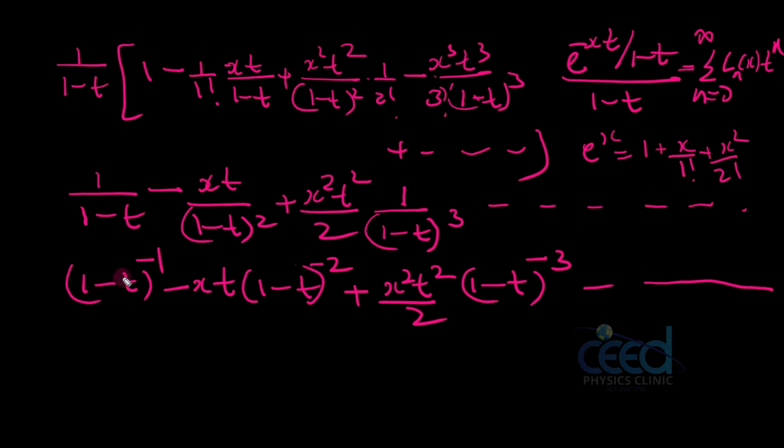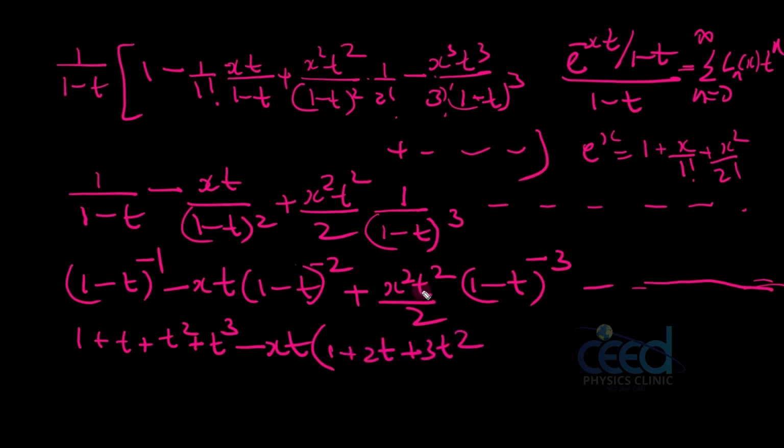So this I can represent using the binomial series expansion. I can write this as 1 plus t plus t square plus t cube, etc. We can finally put etc, because in all terms so many terms are existing, right? Minus xt into 1 minus t all raised to minus 2, that I can write by series expansion as 1 plus 2t plus 3t square. This all we can expand using the formula 1 plus x all raised to n.